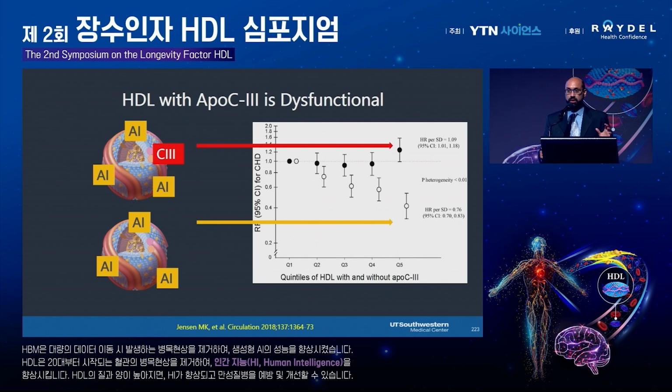So if you can separate HDL subspecies by the presence or absence of specific proteins, in this case ApoC3, but they were able to show this with some other proteins, you can differentiate risk.